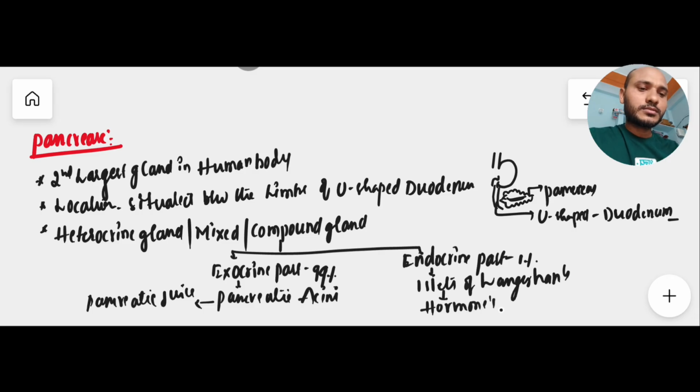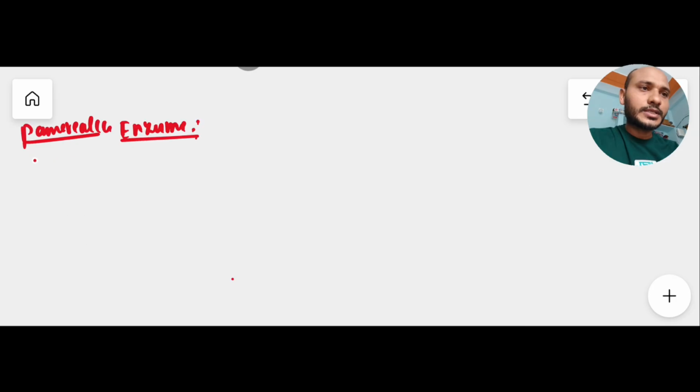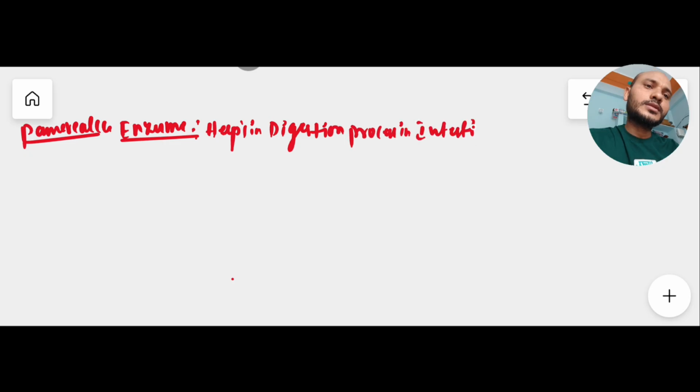Generally, there are two types of hormones secreted by the islets of Langerhans: glucagon and insulin. The pH of pancreatic juice is 8.4, alkaline in nature. This pancreatic juice contains pancreatic enzymes, so now we will discuss the various enzymes present. These pancreatic enzymes help in the digestion process in the intestine.